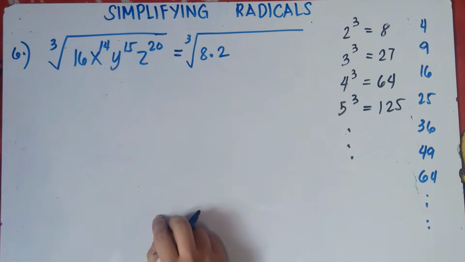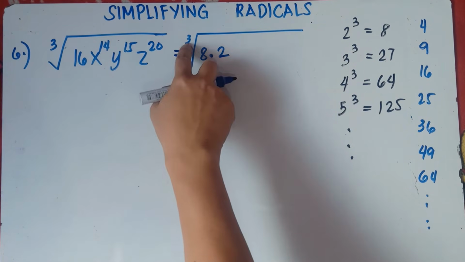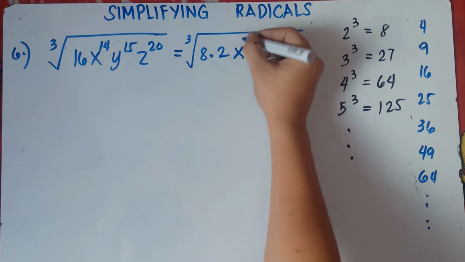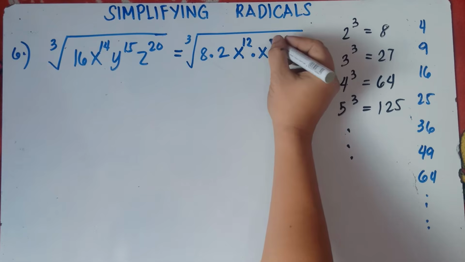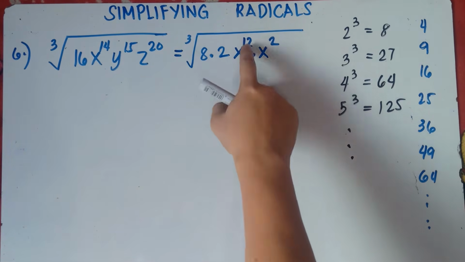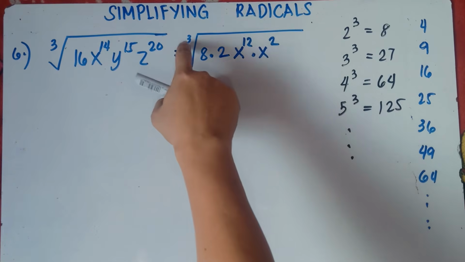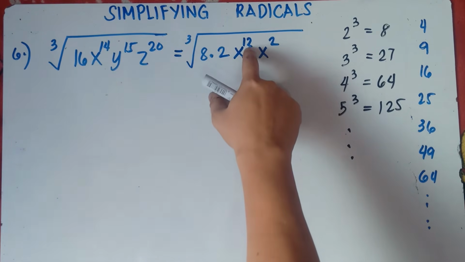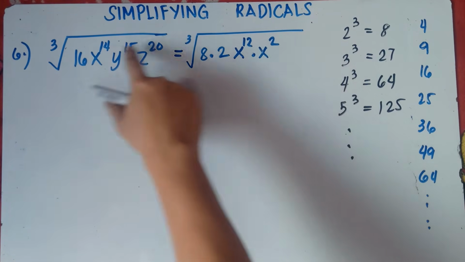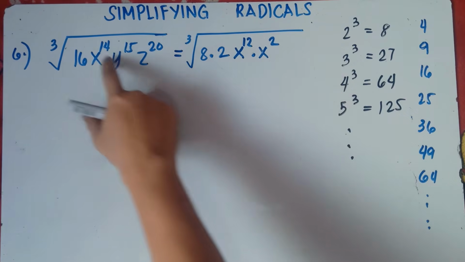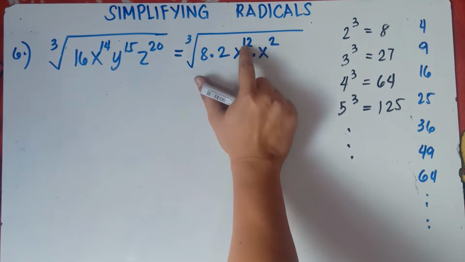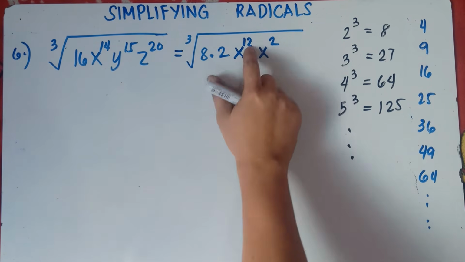For x raised to the power of 14, class, since the index is 3, we can simplify this one. We can factor this out as x raised to the power of 12 times x squared. Now you'll be asking, sir, why is it 12? Because we need to get the highest exponent that is divisible by 3. Going to 14, 14 we cannot divide by 3. The next number near to 14 is 12. 12 plus 2, that is 14.